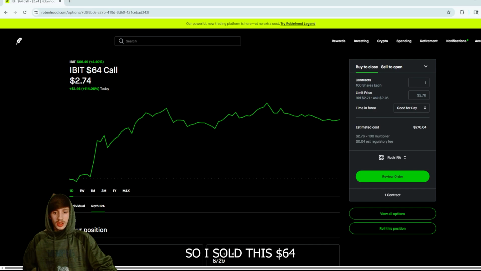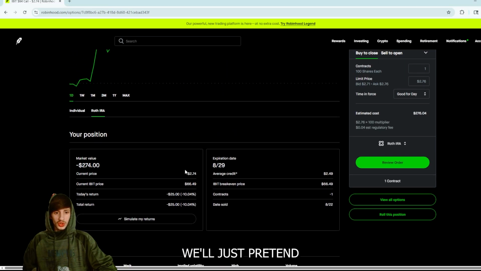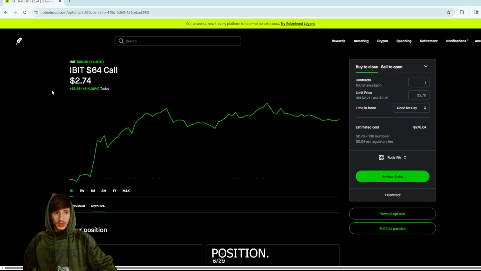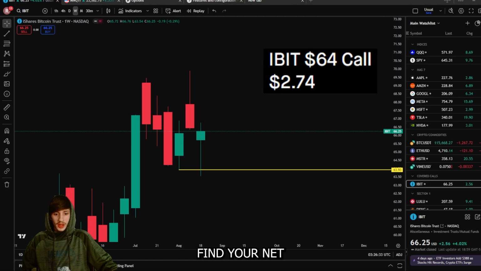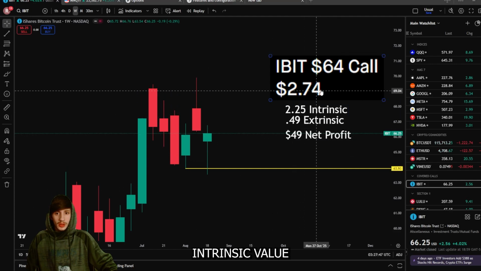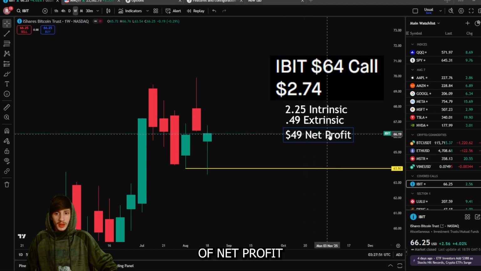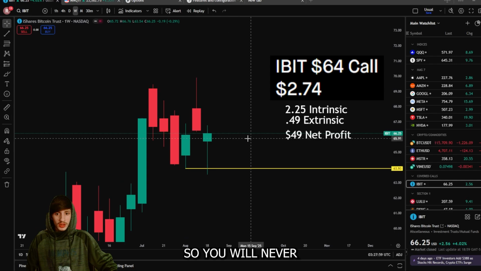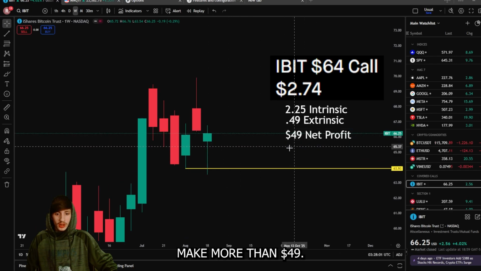Okay, so I sold the $64 call earlier. We're just going to use this as our example. We'll just pretend like we just opened this position and we just got $274 of credit. The way that you find your net profit on the trade is simply by finding your time value. So we calculate our extrinsic value through our intrinsic value and contract price, and then we get that $49 of net profit on the week. And that inevitably becomes your max profit on the week, so you will never make more than $49.